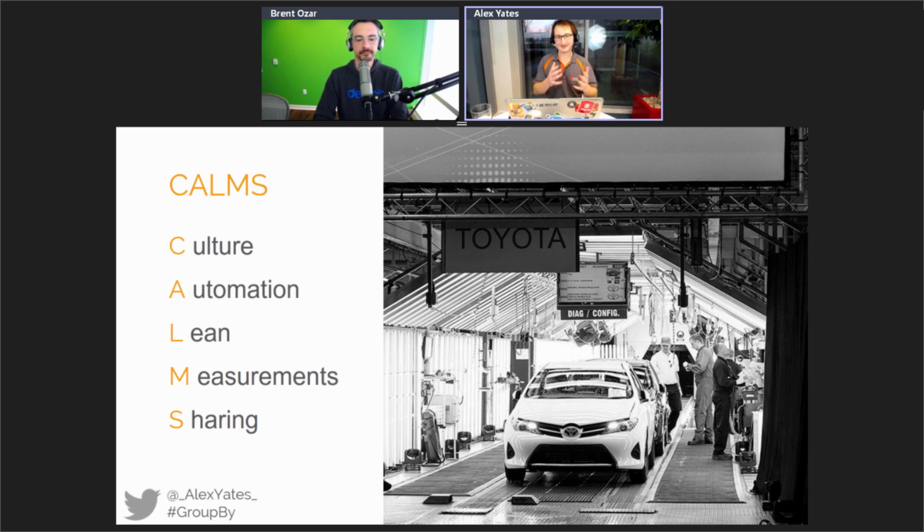Okay, so that's CALMS. These are the core things that we think about when we're applying DevOps. And the result of that often is things like automated deployment pipelines and using Jenkins or whatever. That's the consequence, but it's not the reason we work the way that we work.